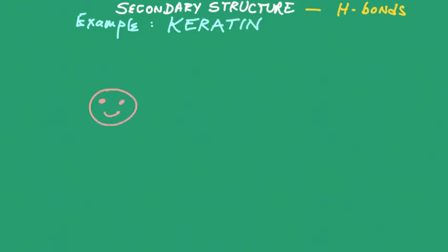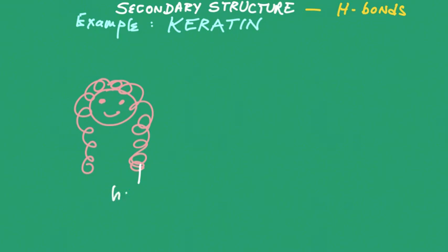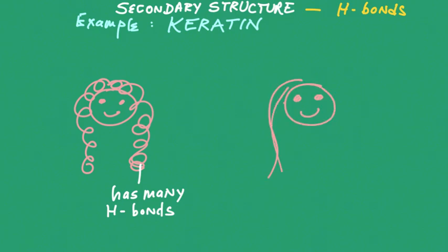Here's a person with naturally curly hair. In this person, the keratin has many more hydrogen bonds than in a person with naturally straight hair. So there are many more hydrogen bonds that hold this keratin structure together, and that's what makes the hair curly. Here's a person with naturally straight hair. The keratin here has much fewer hydrogen bonds.